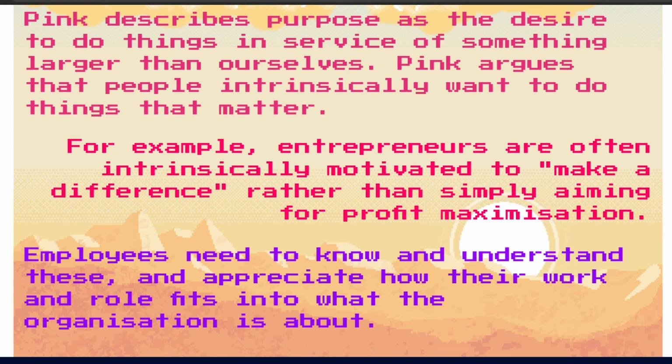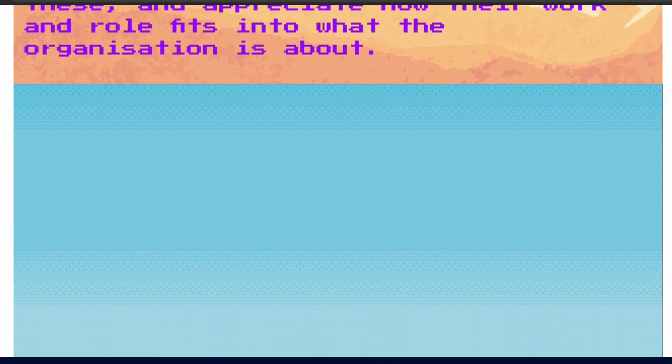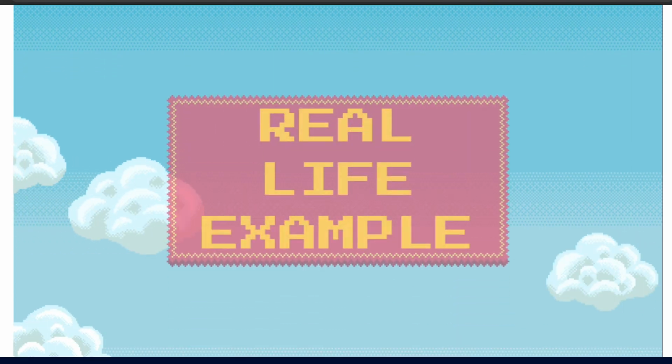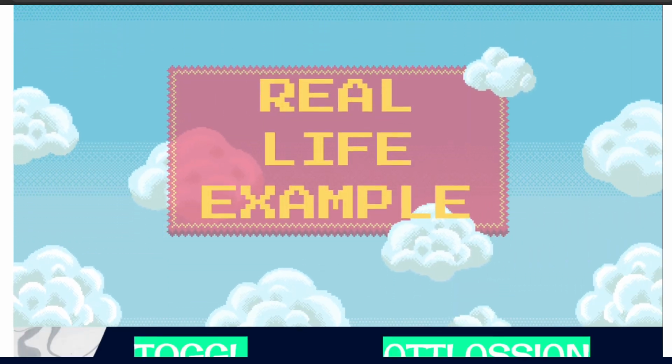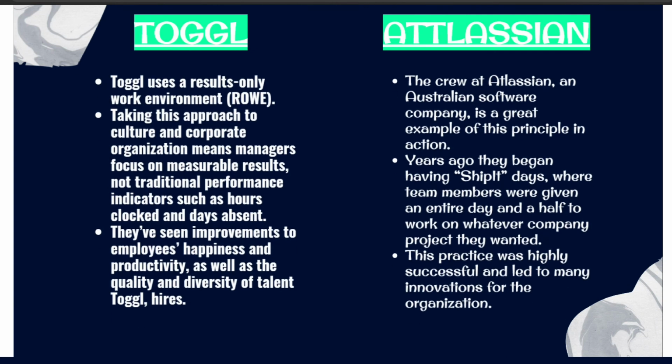Employees need to know and understand this and appreciate how their work and role fits into what the organization is about. The next part is about the real-life examples. The first one is Toggle.